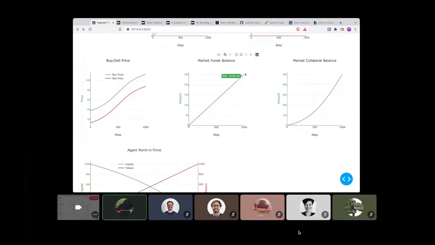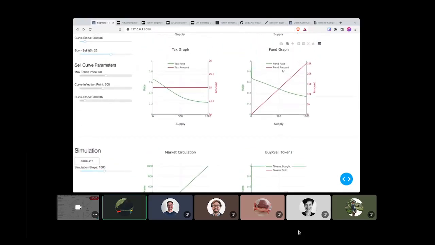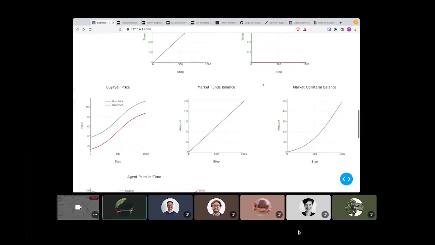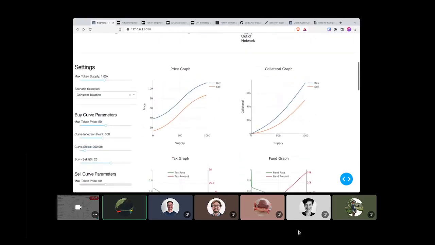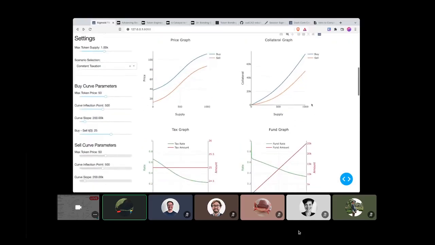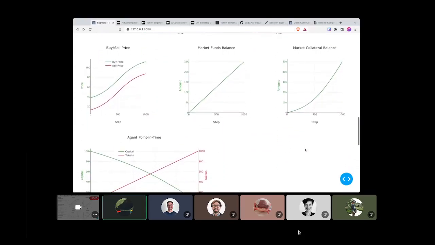Our market funds balance can be compared to our fund graph that we had up here, the sort of idealized version, based on how we've set the curve parameters. And then our market collateral balance can be compared to our sell curve in the collateral graph up here. And so hopefully you can see that they're basically the same. So we're getting good results there.